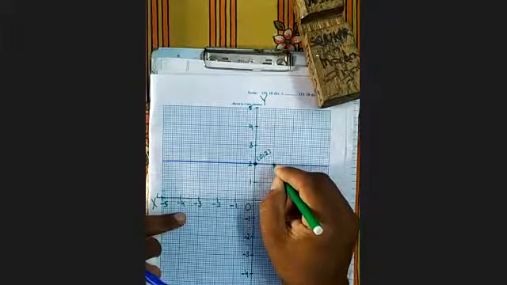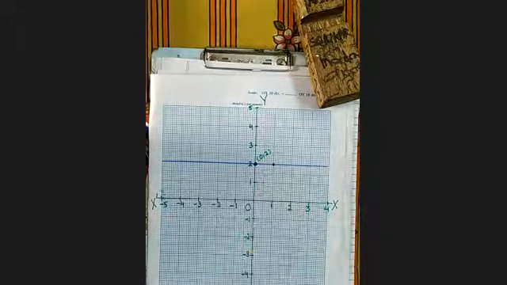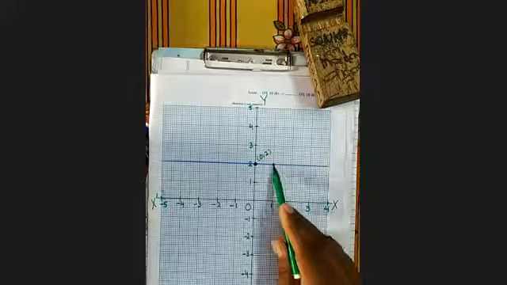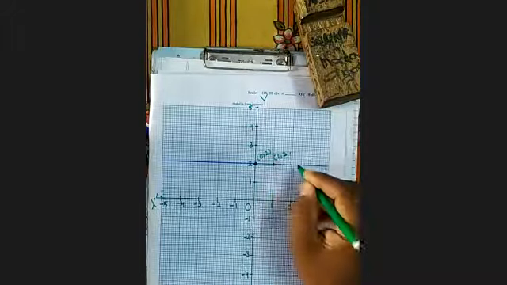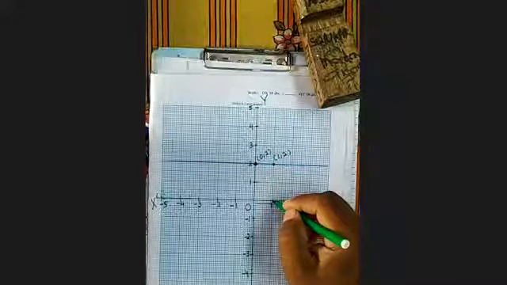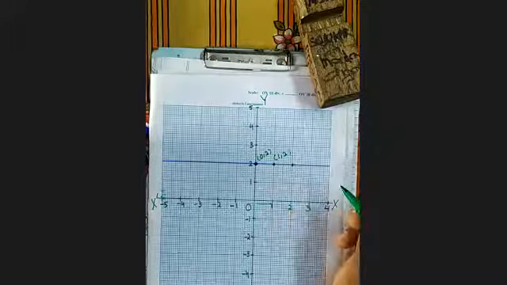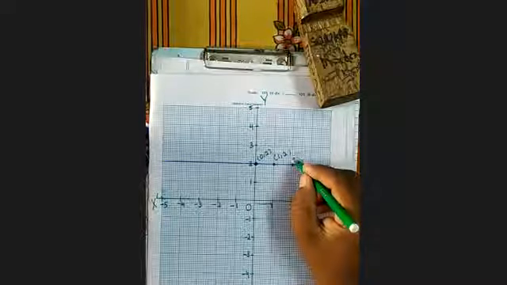What is the coordinate of this point? Sir, 1,2, because in x it is 1 and in y it is 2. What is 1? 1 is this much, and this much is 2. Understood? What is the coordinate of this point? 2,2.